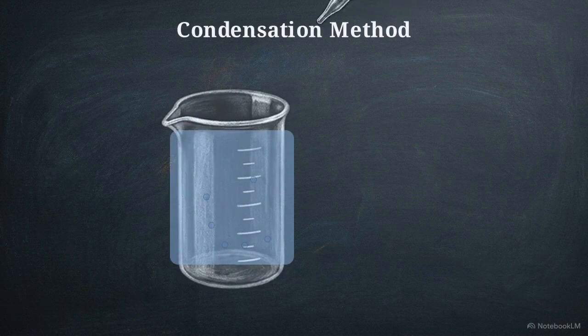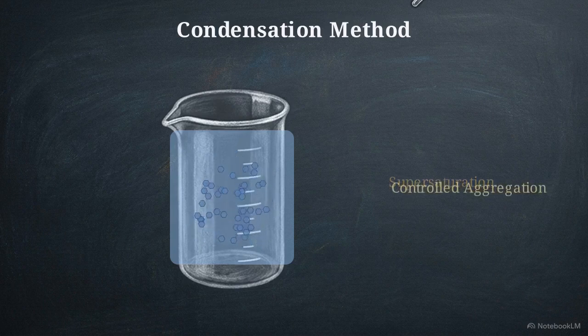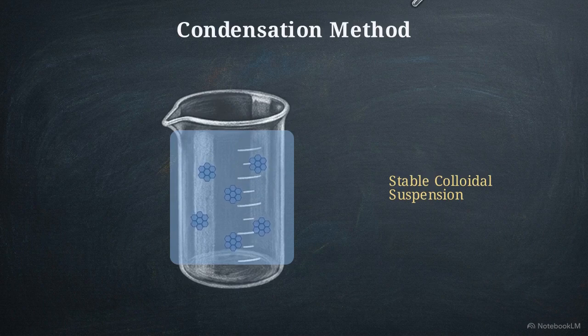Bottom-up condensation relies on chemical supersaturation. By altering the solvent composition or inducing a rapid chemical reaction, dissolved molecules are forced out of solution. Instead of forming a solid precipitate, they aggregate directly into particles of colloidal dimensions.